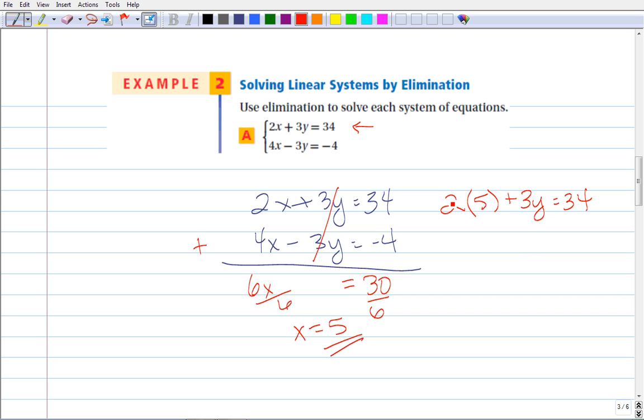So then if that's 10 and I subtract it over, I'll get 3y equals 24. And then divide both sides by 3, I get y equals 8. So I've got my x, I've got my y. My solution is (5, 8).